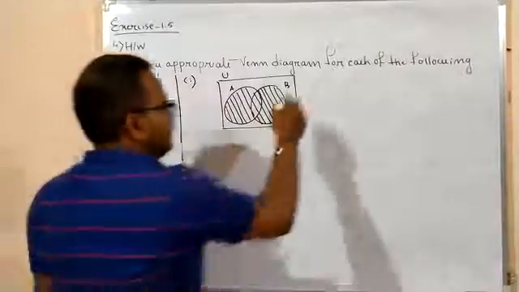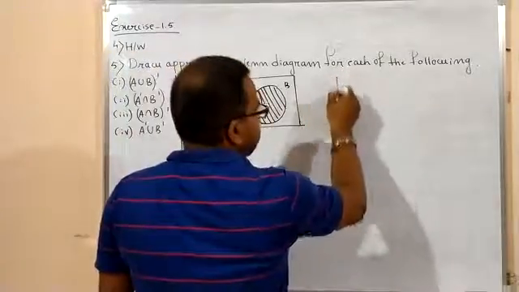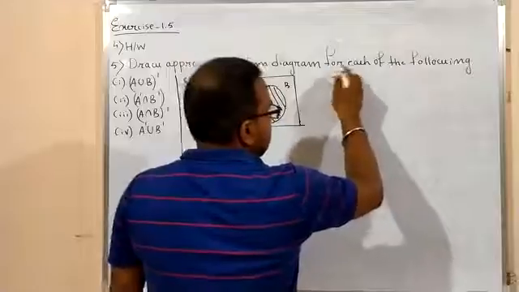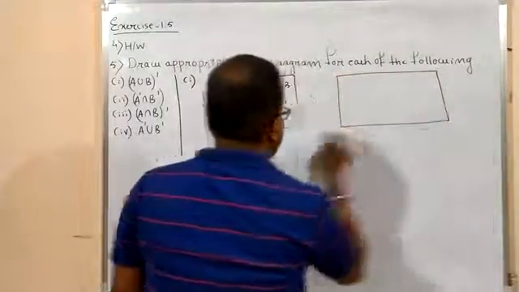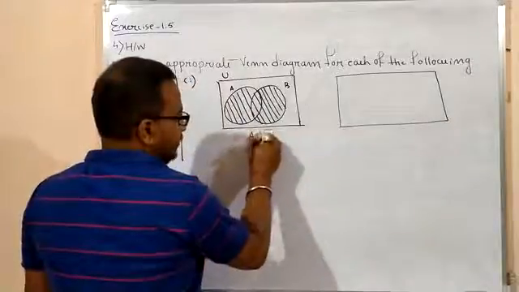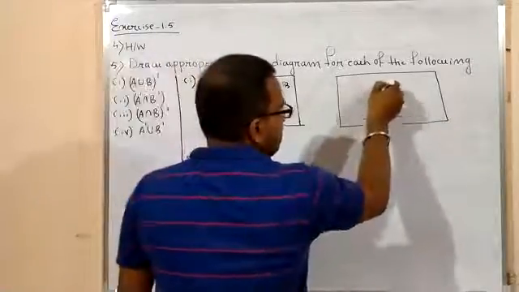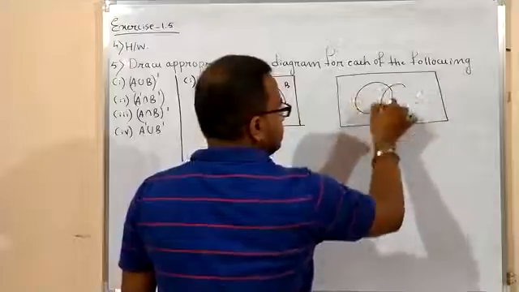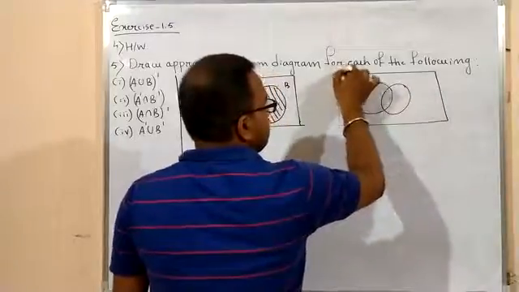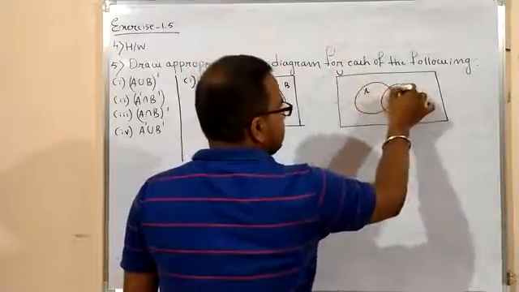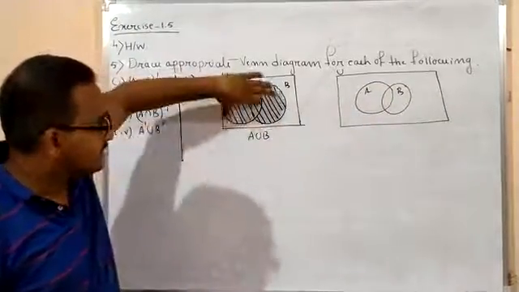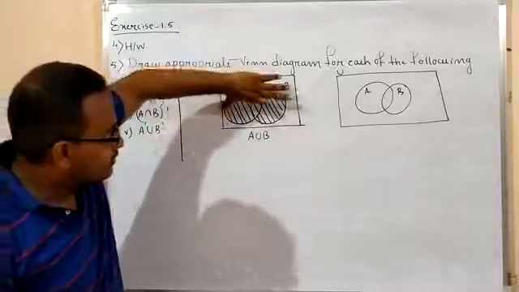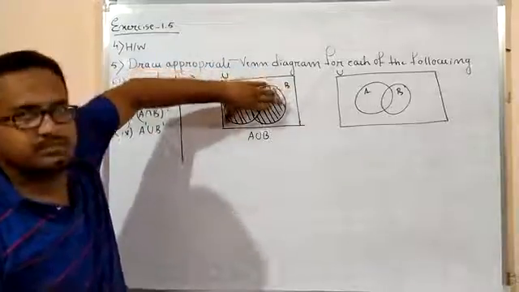Okay? Then what will be A union B whole complement? Because this is A union B, right? So again draw the two circles. This is U, this is A, and this is B. Okay, now what will be the complement of this? Because complement of this is whole rectangle except this region, right?